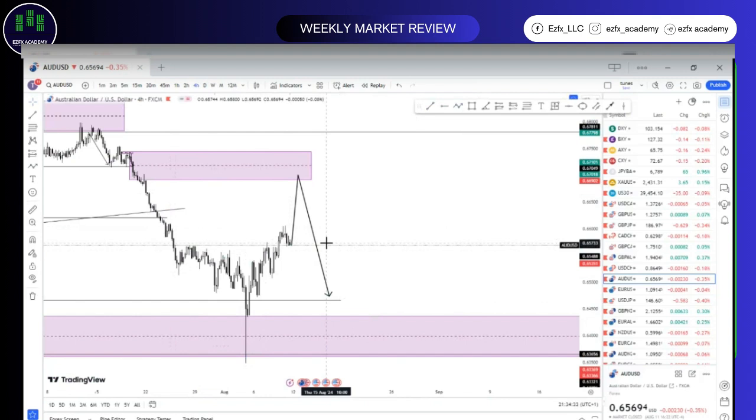Anyway, I want to see price still push up towards the upside on AUD/USD before we get to see our sales. All right, on AUD/USD. EUR/USD quickly.